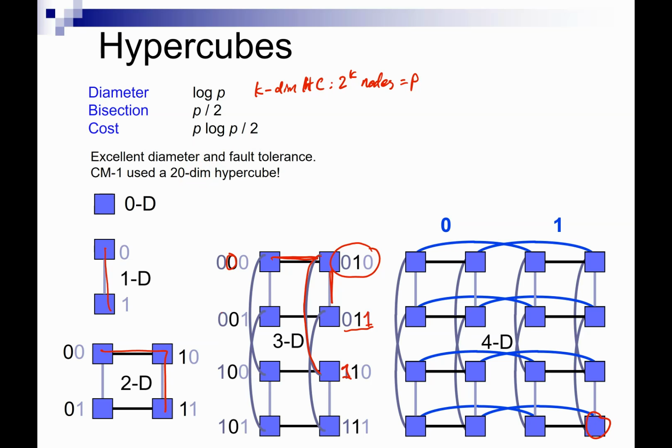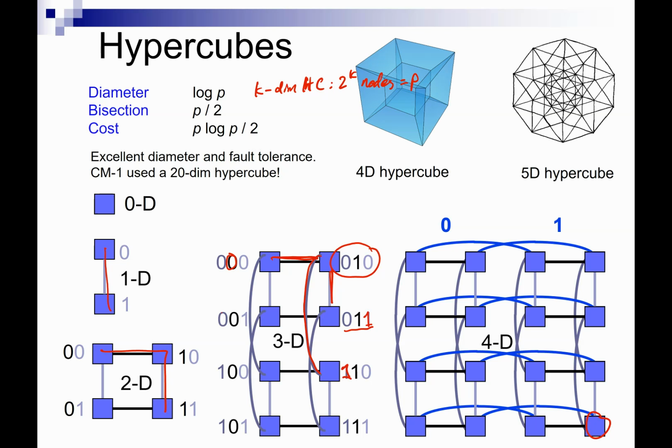So the hypercubes have very good diameter and also very good fault tolerance and bisection width. And it's actually possible to construct very high-dimensional hypercubes. For example, this Cray CM1 computer had a connection network that was actually based on a 20-dimensional hypercube. So this is quite remarkable. It's very hard to visualize a 20-dimensional hypercube, but you can actually make some nice pictures for the 4-dimensional or 5-dimensional hypercubes. They look something like this.